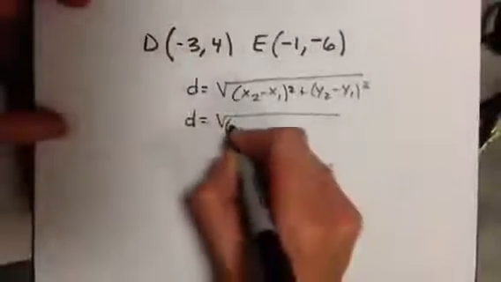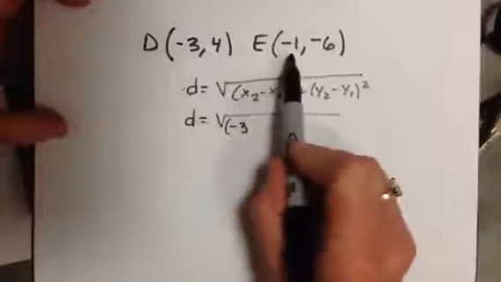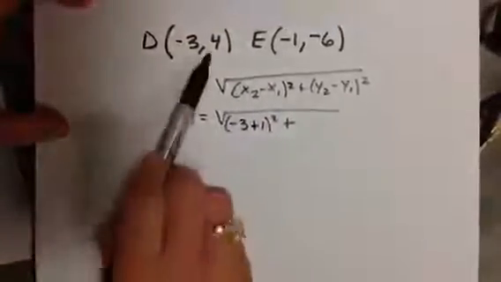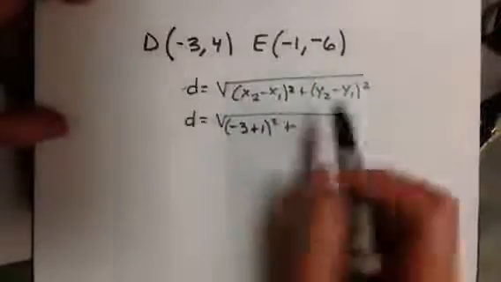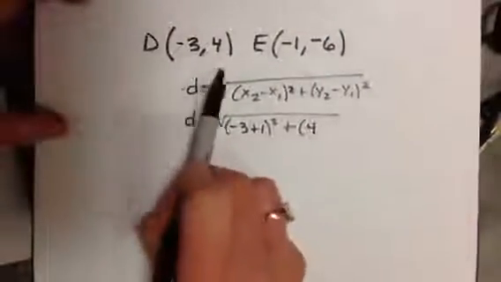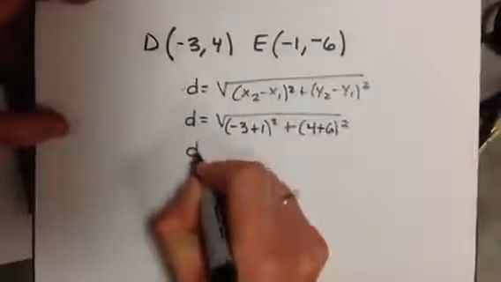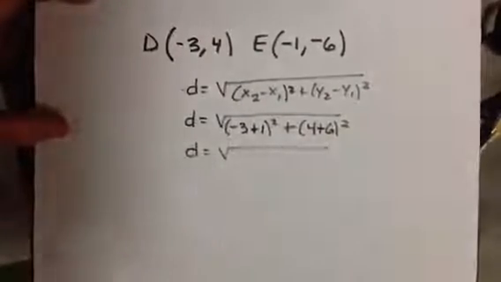So I'm going to do negative 3 minus a negative 1, which is really a positive 1. That had a double negative. I have to go back to the 4, and so I'm going to do 4 minus a negative 6, which again is a plus 6, all squared.